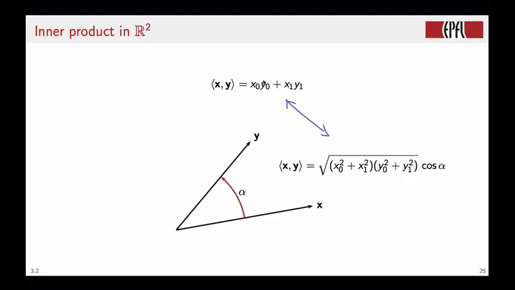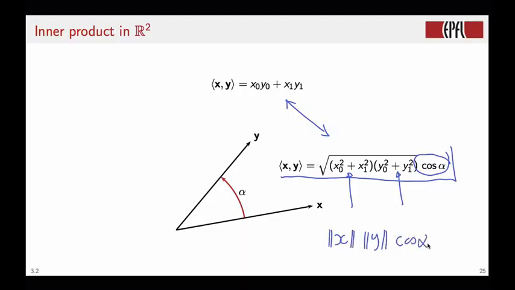Then this expression is equivalent to this one, which is interesting in the following way. This is the angle between the two vectors. This is the product of the lengths squared, taken a square root. So this is simply, we are going to see, equal to the norm of x times the norm of y times the cosine of the angle between the two. Okay? This is a very important formula that we'll see a couple more times in this class.